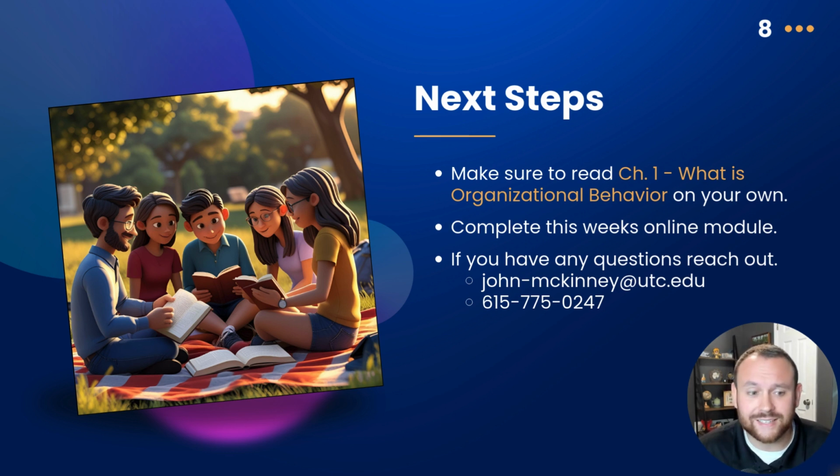So that's the first thing that you need to do, right? Make sure you read chapter 1, What is Organizational Behavior, on your own. In the picture, it shows students doing it together in a park. You don't have to do that. I guess you could if you want to. But just make sure that you read the chapter in your textbook this week. And then you also want to make sure to complete the online module for this week.